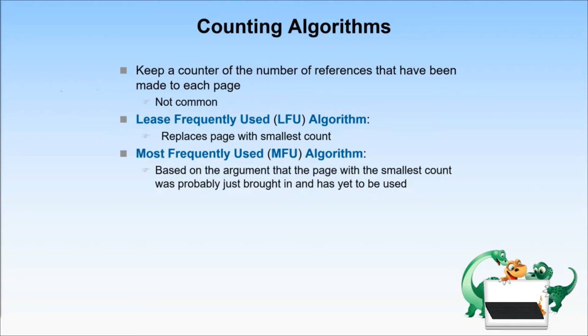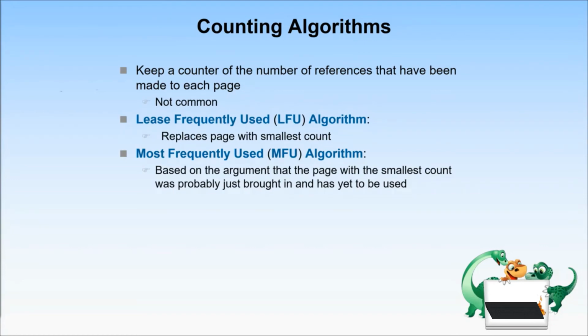The next one would be the most frequently used algorithm. Replace the page with the highest reference count. The logic behind this idea is that pages that have already been referenced a lot have been in the system a long time, and we are probably done with them. Whereas pages referenced only a few times have only recently been loaded and we still need them.